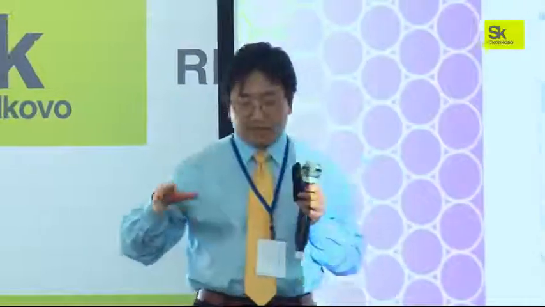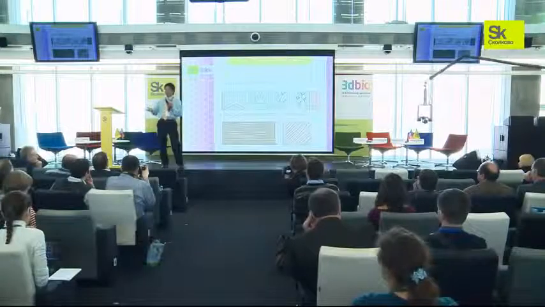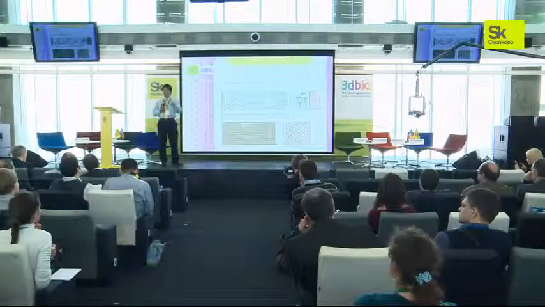As we know, in order to have a living tissue, we must have a blood vessel network, just like we have to have food in order to survive. So the first thing we have to be able to do is make a vascular network. In this talk, I'll focus on two technologies. One is spheroid-based, basically using bricks to build the branched structure or three-dimensional tissue. Second, a wavy straight nanofiber-based technology to make vascular structures.